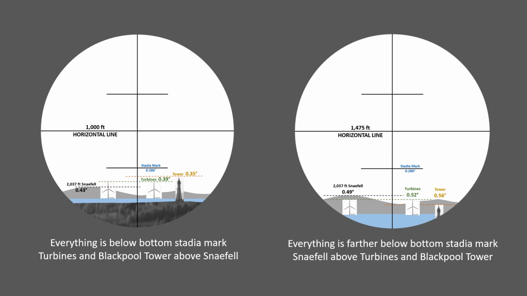Now notice that everything is below the lower Stadia mark for both of these elevations, but on the left here at 1,000 feet, the tower and the turbines are higher than Snaefell, but over here on the right at 1,475 feet, Snaefell is higher than both the turbines and the tower. So how did I do these calculations?